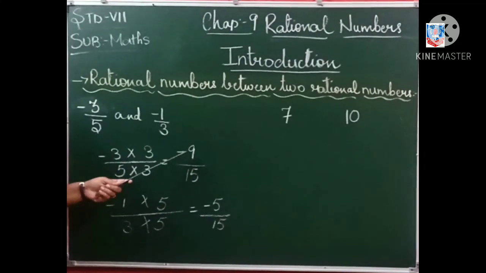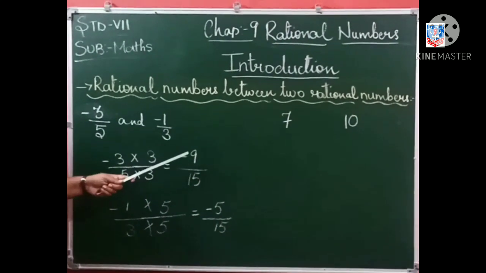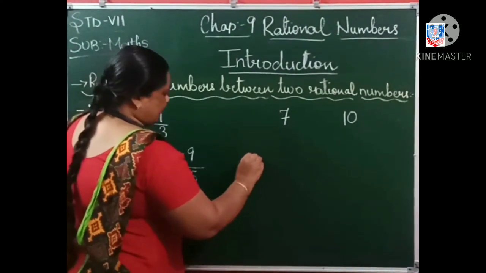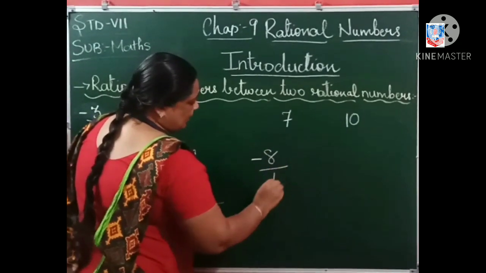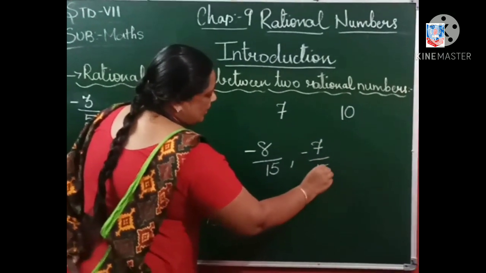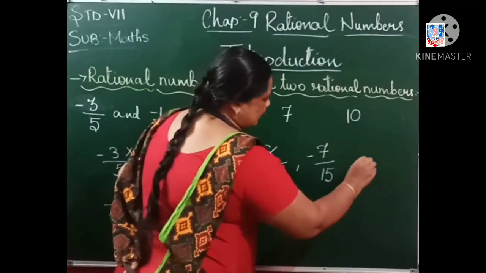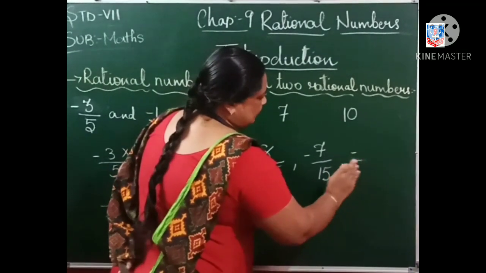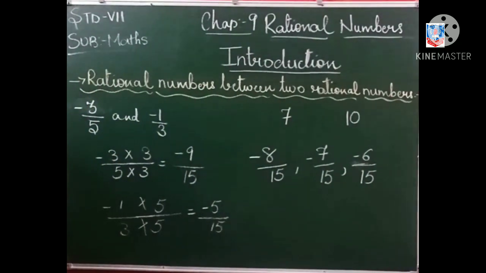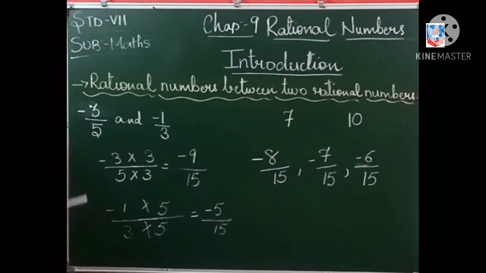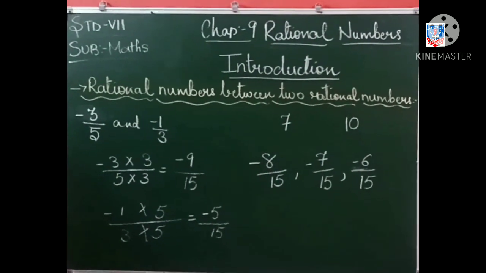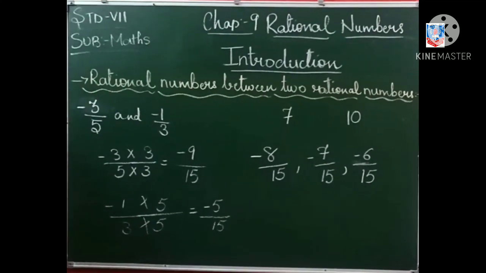Now you can find the between numbers of minus 9 and minus 5. That is minus 8 by 15, minus 7 by 15 and minus 6 by 15. Understood? This way you can find the rational numbers between two rational numbers. With this we complete our introductory part.